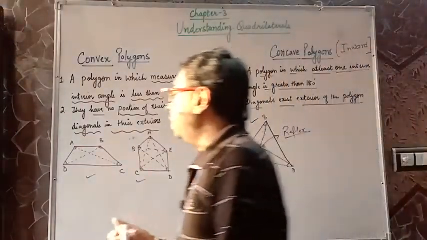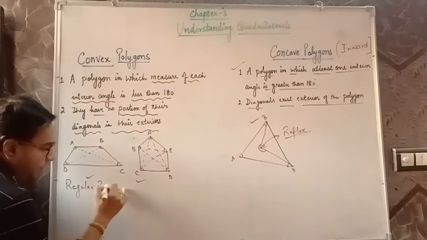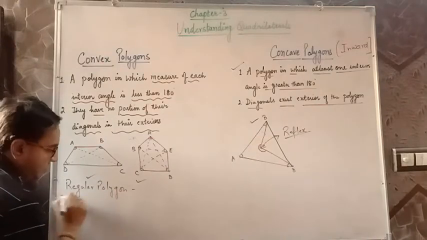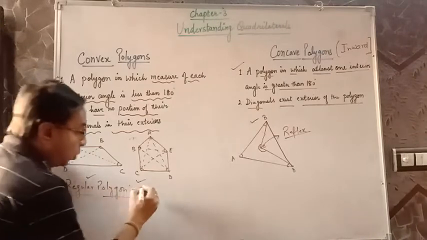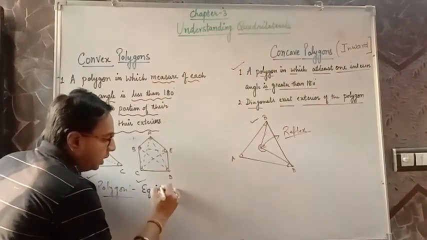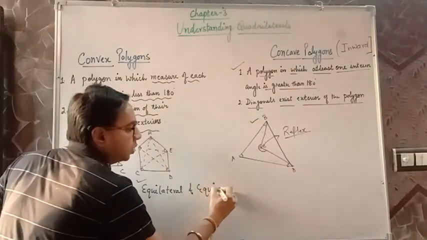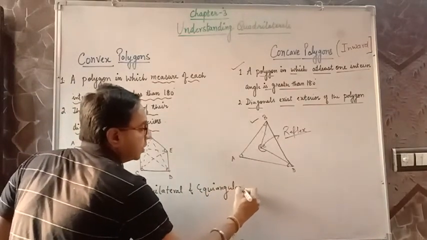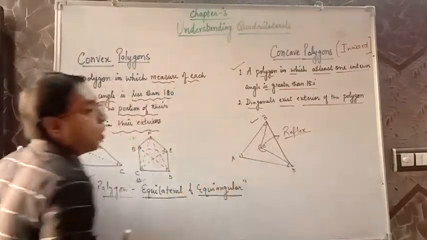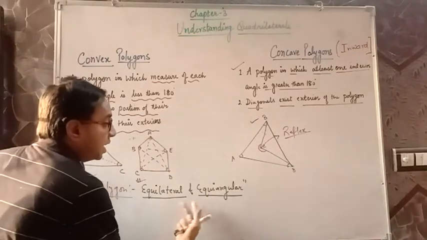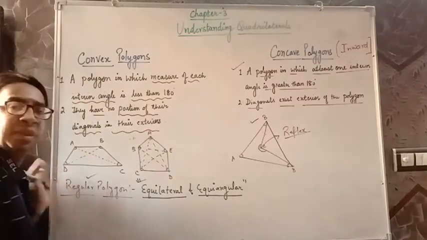Next, we discussed regular polygon. Do you remember? One condition was, in a regular polygon, all the sides are equal, all the angles are equal, therefore they are known as equilateral and equiangular. These are two important words that you are going to hear throughout this chapter. Equilateral means all sides equal, equiangular means all angles equal. Equilateral and equiangular. Are we clear?